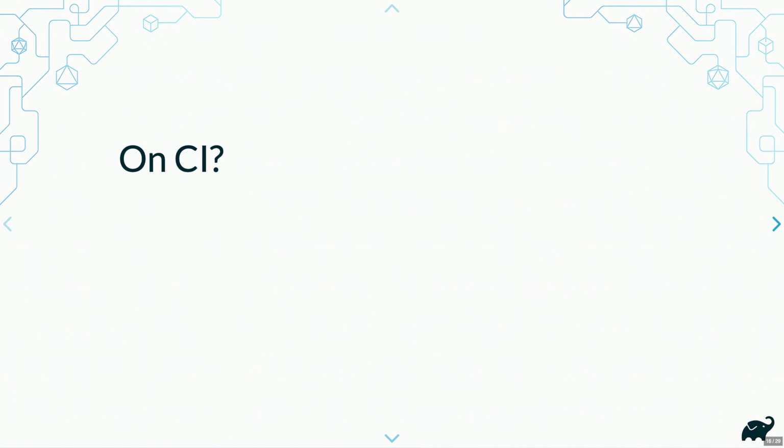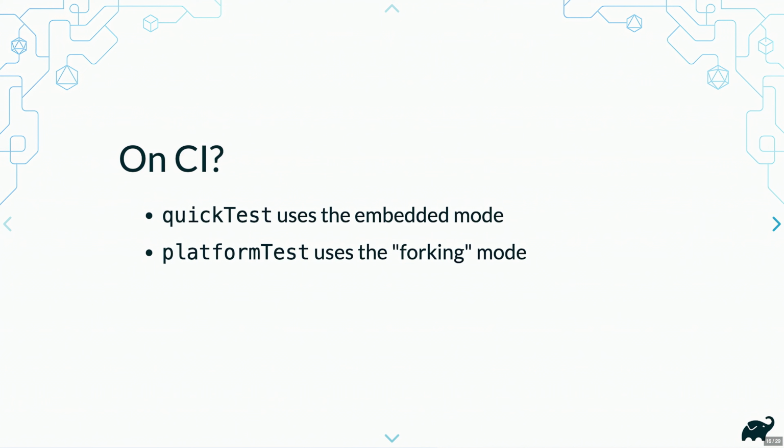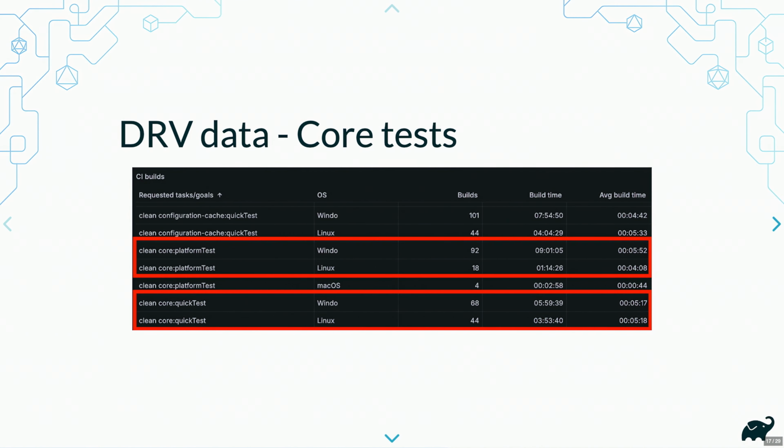So what happens on CI? Well, on CI, quick test is the lifecycle task we use. It runs most of the integration tests in embedded mode. And we've got platform test, which is the forking mode, so we effectively have a real daemon running. So technically, on top of all the stages that I explained earlier, configuration cache, isolated project, embedded tests add one more stage. Is it worth it?